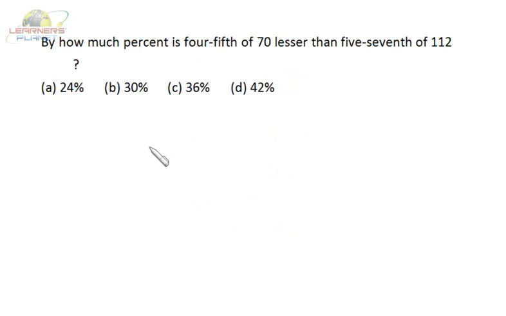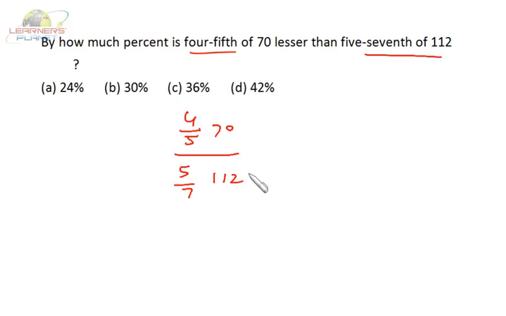Now let's see this question. By how much percent is 4/5 of 70 lesser than 5/7 of 112? Once we find the ratio of this expression to this expression, after that we'll get the percentage immediately. So it's 4/5 of 70 divided by 5/7 of 112. It's actually 4 by 5 into 70 by 5 into 7 by 112. Okay, now let's calculate it.